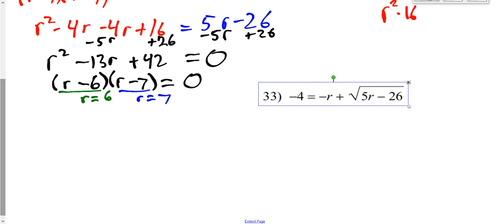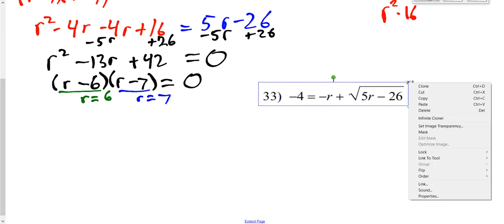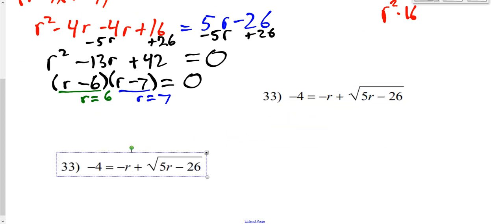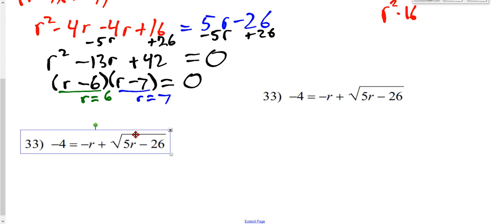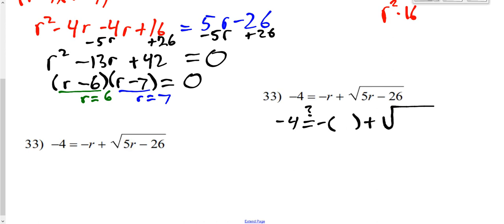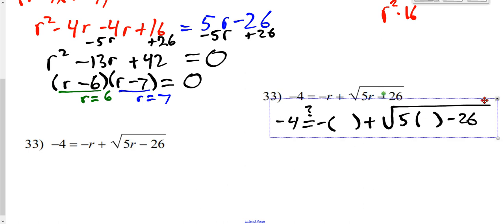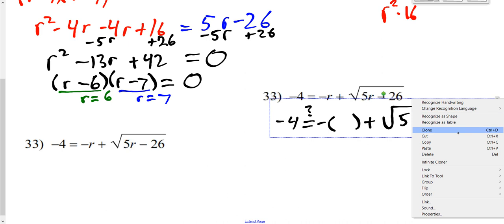And now I have two answers, so I have to check both answers into my original. So I'm going to write this out. I'm wondering if 4 is equal to the opposite of my input plus the square root of 5 times my input minus 26. And I need to check both my answers, so I'm going to do that for both of them.